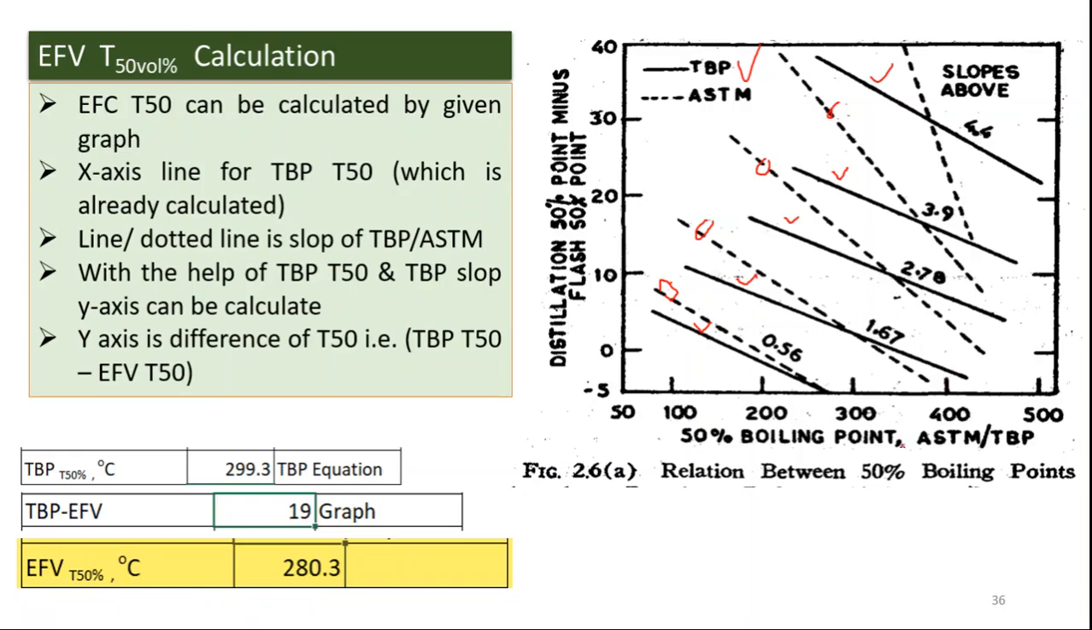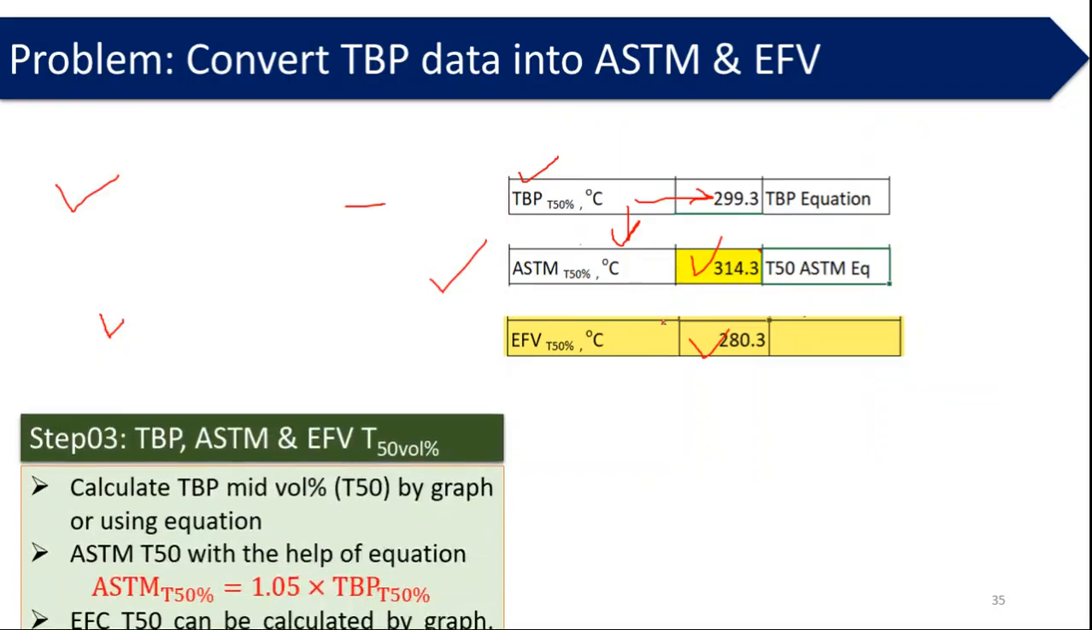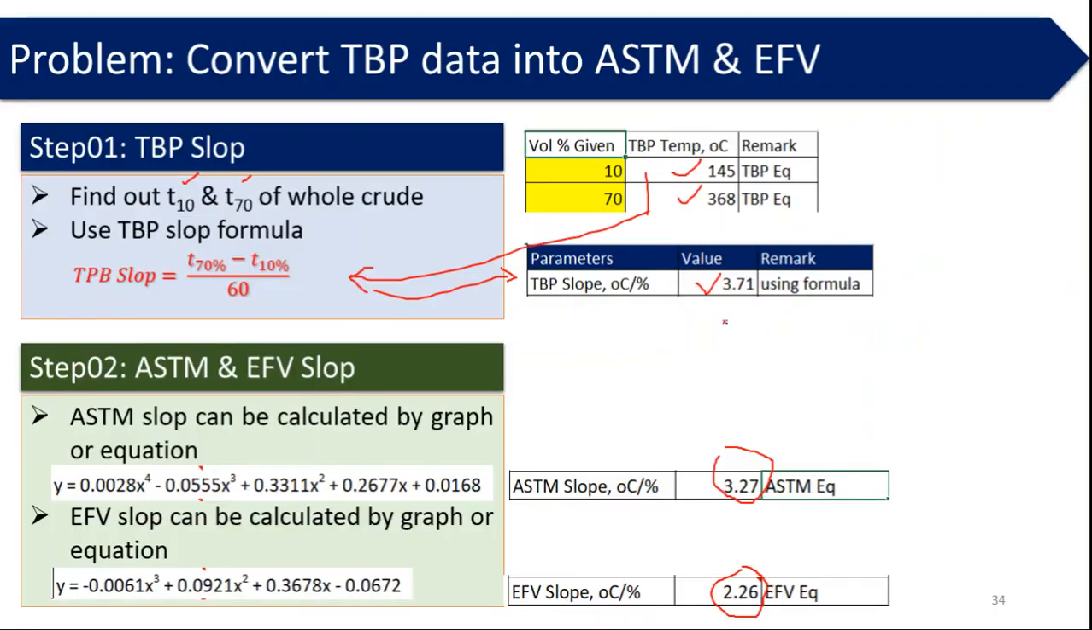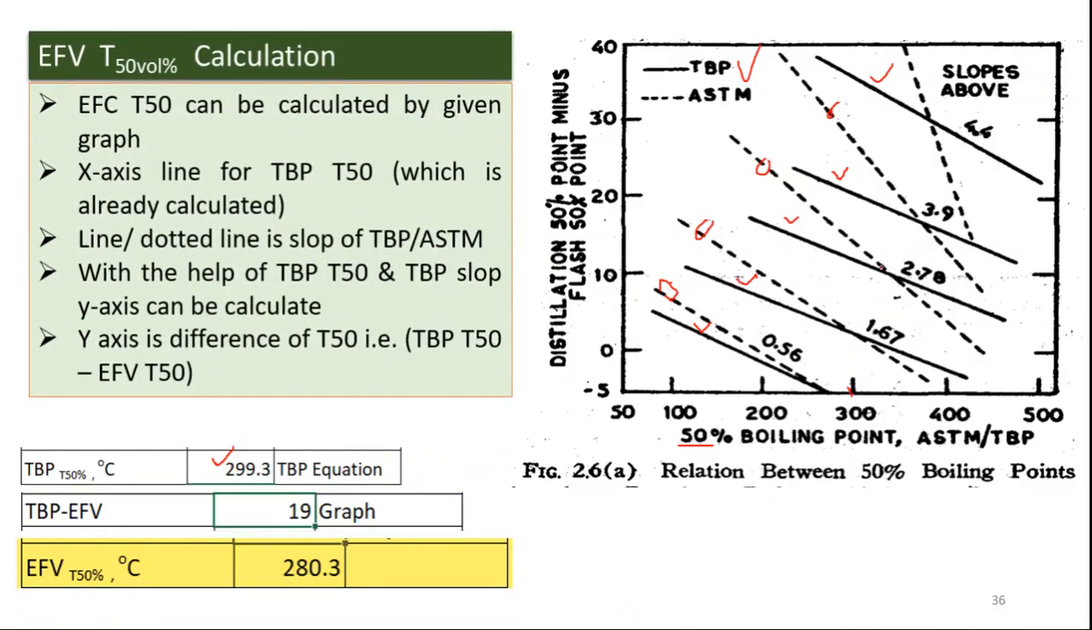So I am going to use the TBP line. We first find the T50 value of TBP. We know that it is 299, approximately 300. Then we have to go for the slope value, which we have already calculated for TBP. It comes around 3 point something. You can look here, the slope value, sorry, the first one is 3.71, so it is about 3.71, and it comes around here. If you put it here like this, the y-axis is not exactly the same value.